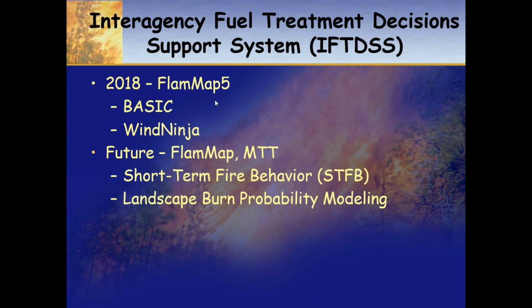The Interagency Fuel Treatment Decision Support System right now only includes basic and the ability to use WindNinja. They are starting to test with landscape burn probability modeling. There are some people who have access to test it and run with it in IFTDSS, and they eventually want to include short-term fire behavior.